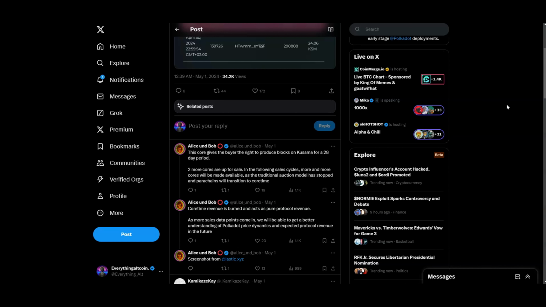As more sale data points come in, we will be able to get a better understanding of the Polkadot price dynamics and expect protocol revenue in the future. This being important is because there's going to be a lot more core time sales.